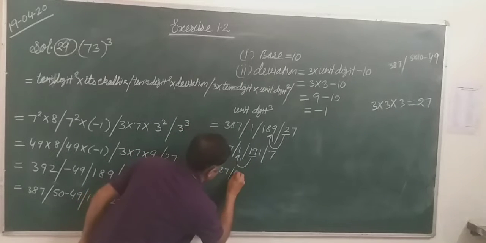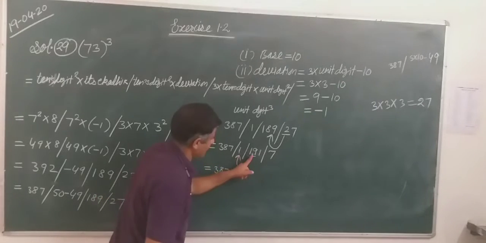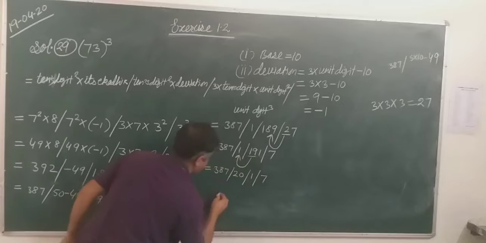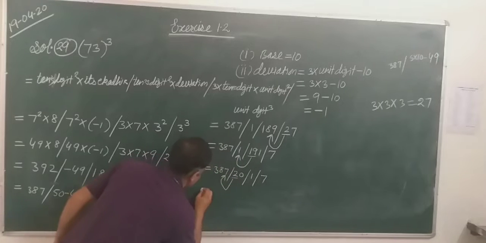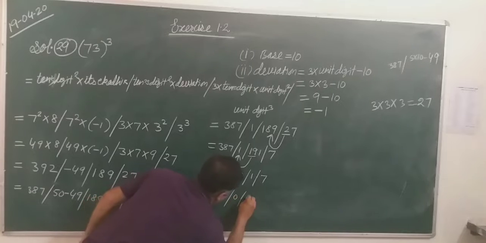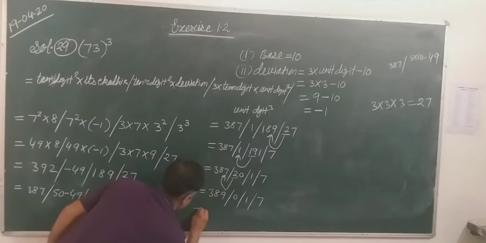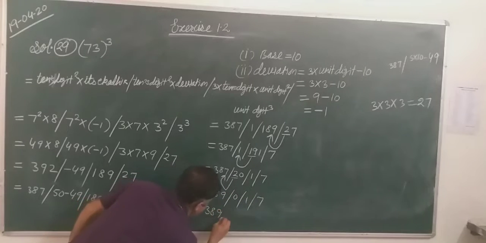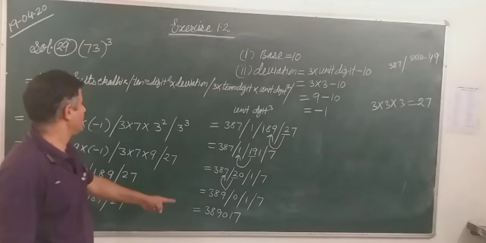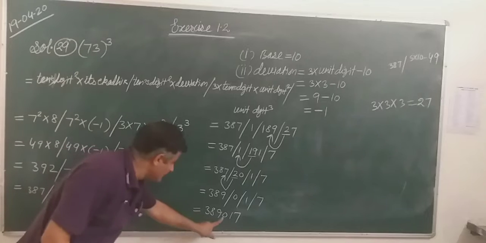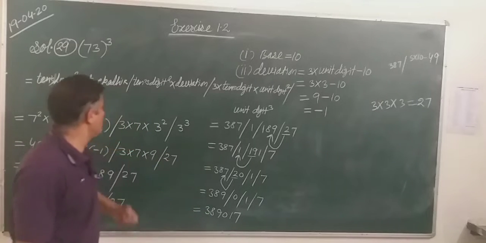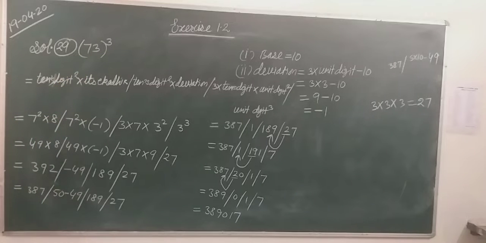387 oblique 1 plus 19. 1 plus 19 is 20, oblique 1, oblique 7. Then I will again add it. Then it is 389 oblique 0 oblique 1 oblique 7. So you will remove the obliques now. So what is the cube of the given number? It is 3,89,017. So this is the cube of 73.